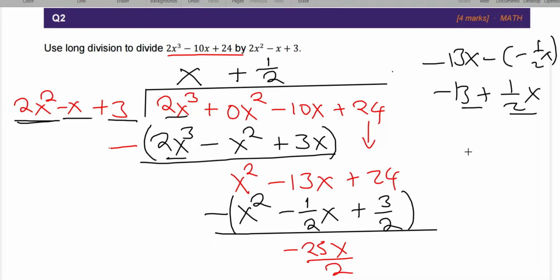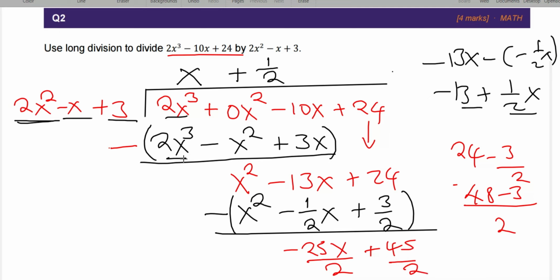Then for this part, we need to bring the 24 down. So 24 minus 3 over 2. Again, you can just use my shortcut: 2 by the 24 gives us 48 minus the 3 over 2. 48 minus 3 is 45 over 2. So that will be plus 45 over 2.